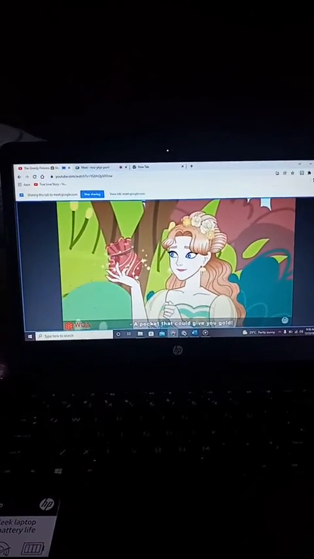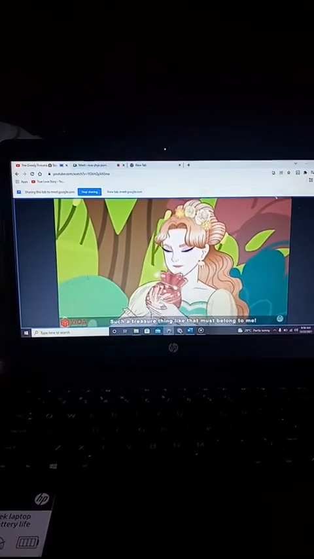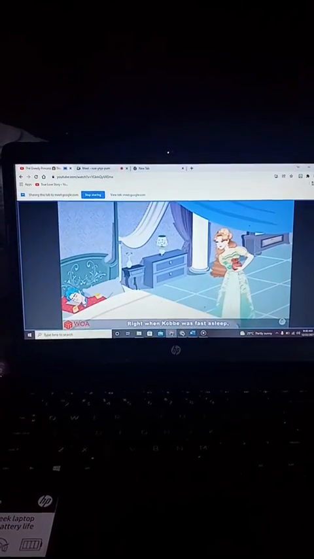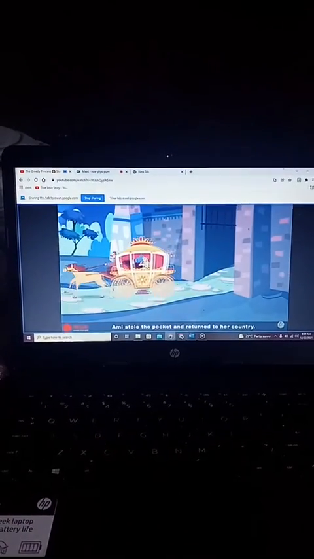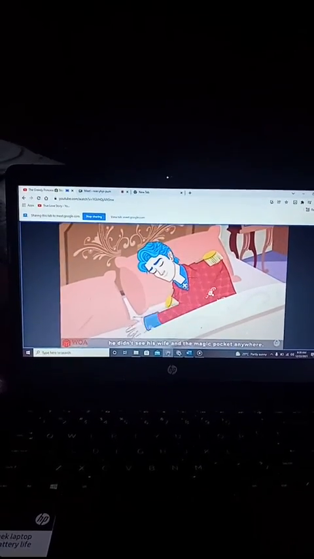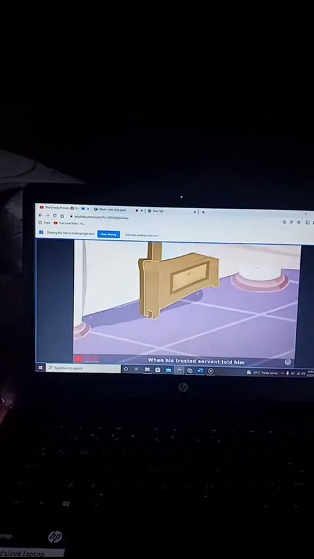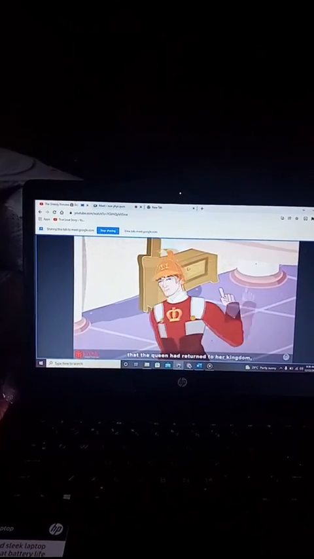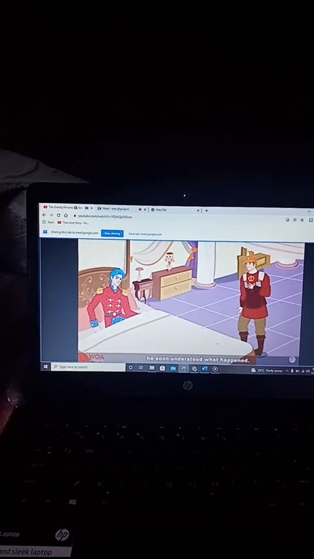A pocket that could give you gold. Such a treasure thing like that must belong to me. Right when Kobe was fast asleep, Ami stole the pocket and returned to her country. About Kobe, when he woke up, he didn't see his wife and the magic pocket anywhere. When his trusted servant told him that the queen had returned to her kingdom, he soon understood what happened.